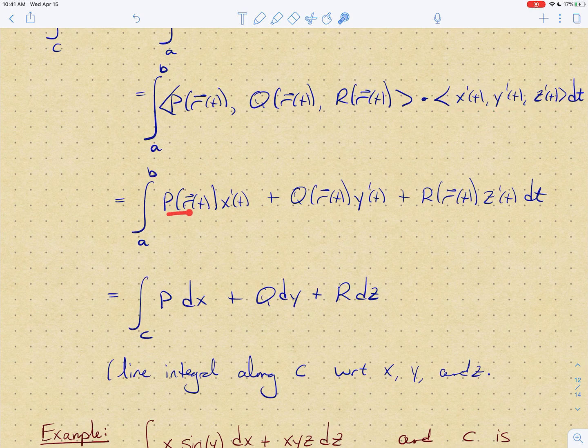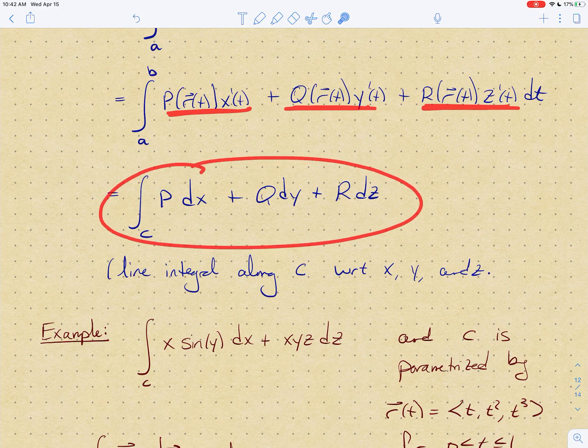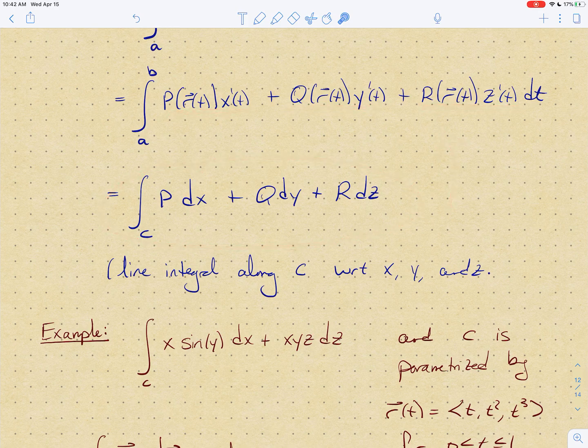Okay, we can take the dot product and you get P(r(t)) x', Q(r(t)) y', R(r(t)) z'. But then I want you to realize that if we started here and went backwards, you could see these are the same. That's exactly the integral of P dx plus Q dy plus R dz. Let's just do one of these.